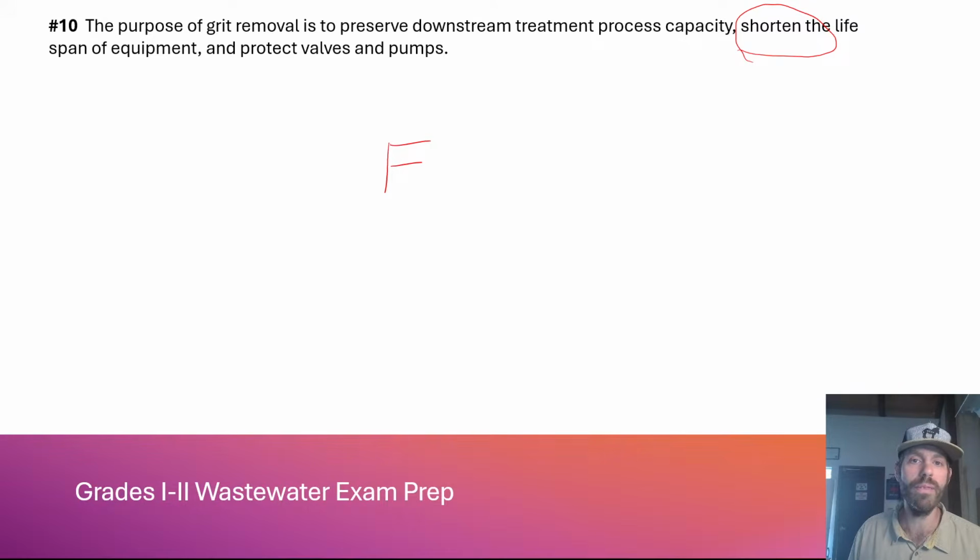So this statement is mostly true. It does preserve downstream treatment process capacity. It does protect valves and pumps, but it most certainly does not shorten the lifespan of equipment. I put this one in here to show you that they will do this. So just read carefully, and if there is any statement in a true false that is not correct, the whole statement is false. Okay? Let's move on to the next one, then I'll check the chat box.